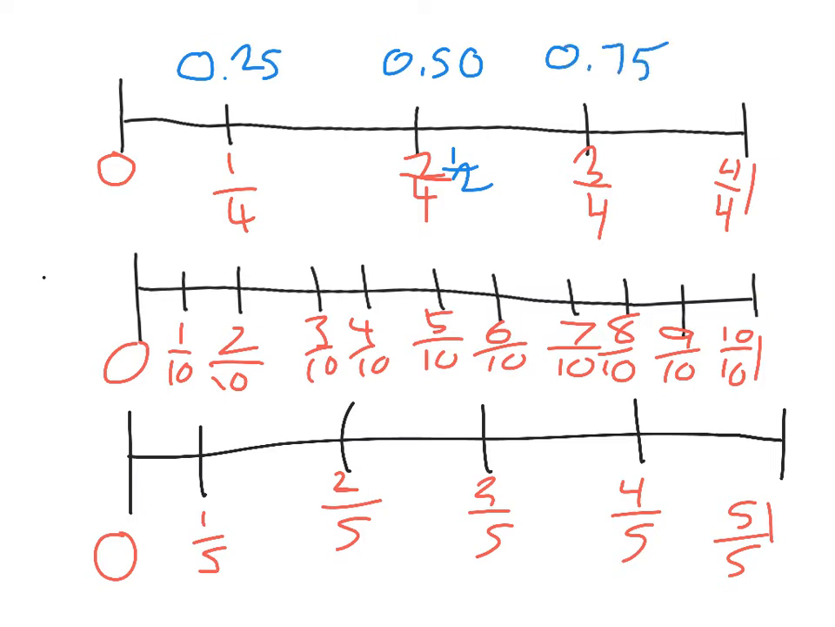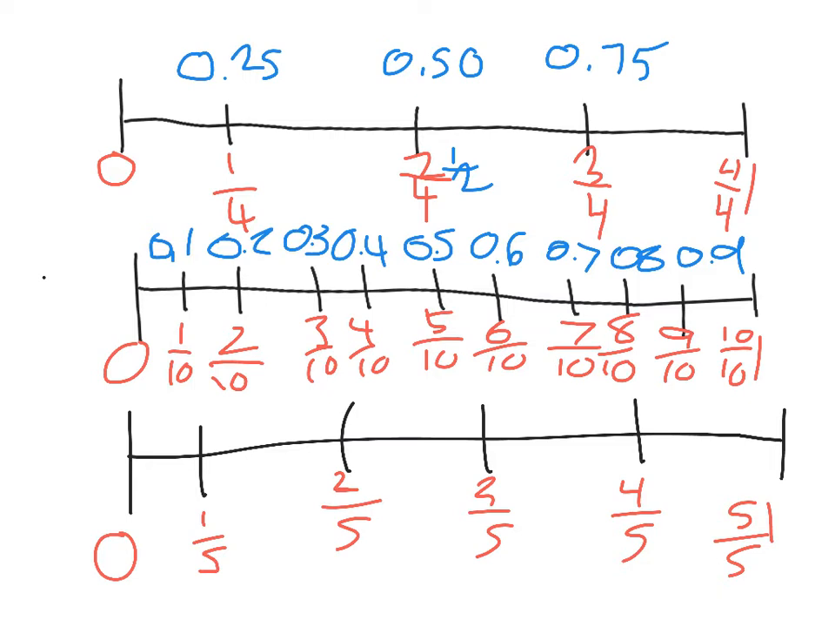Now I'll jump down to my tenths. My 1/10 is worth 0.1 because 1/10 is pronounced the exact same way whether it's fractions or decimals. Then I have 2 tenths, I have 3 tenths, and so on and so forth. I'll just go ahead and finish that out. So I finished out my tenths, and now my fifths.